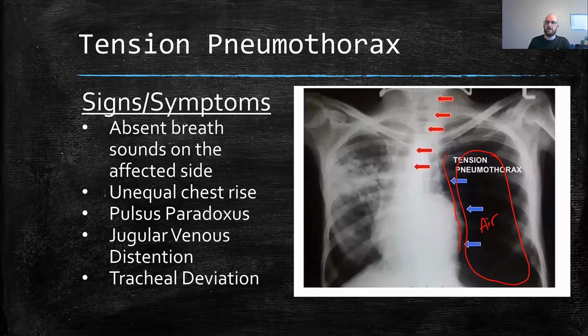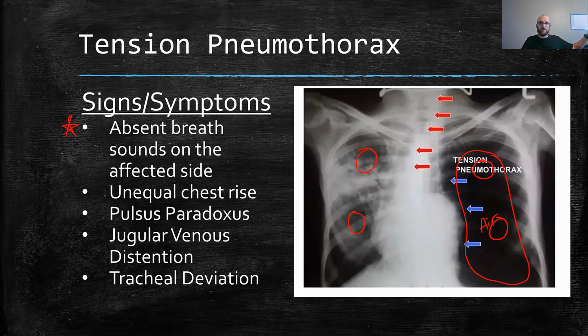Signs and symptoms. Now this is a great visual to show us, if I listen to breath sounds here, they're going to sound great. If I listen to breath sounds here, absolutely nothing. I listen here, sound great. I listen there, absolutely nothing. So absent breath sounds on the affected side is a big one for tension pneumothorax, more so than just the diminished breath sounds from earlier.